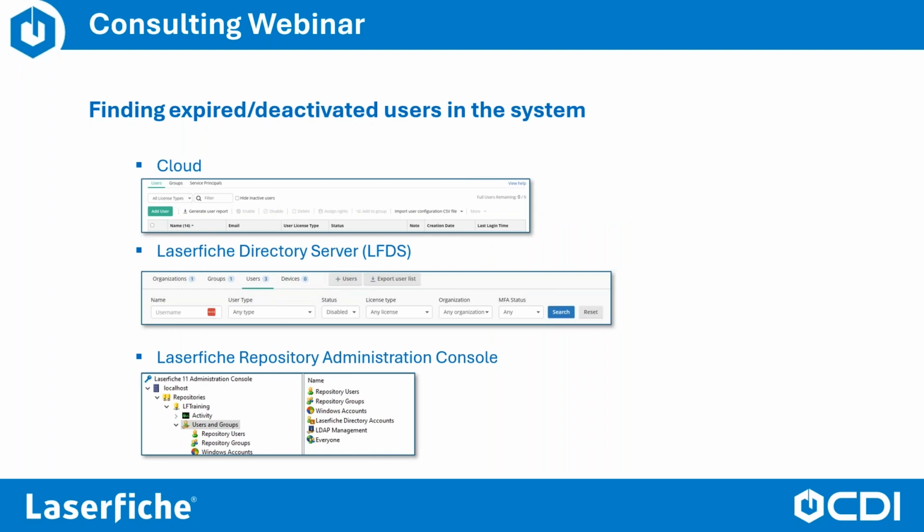In the system, there might be deactivated or expired users, and there are several different ways to find them. If you're using Laserfiche Cloud, we can sort our users and find them by status. In Laserfiche Directory Server, if you have an on-premise system, you might find them there, and we'll show you how to sort and filter. And then on the repository administration console for any repository, we can find users that are deactivated as well. So we'll talk about different methods there.